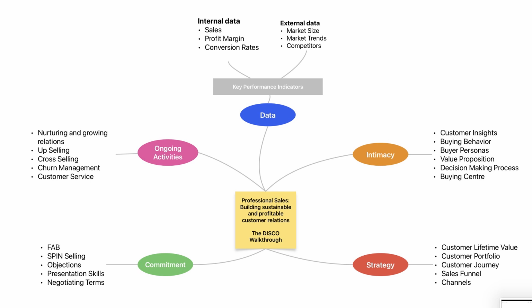Okay, so final thought to leave everyone with. We started way back with that simple profit equation. Revenue minus costs equals profit. How does this DISCO model, particularly that jump from data to intimacy, change the salesperson's role in achieving that profit?